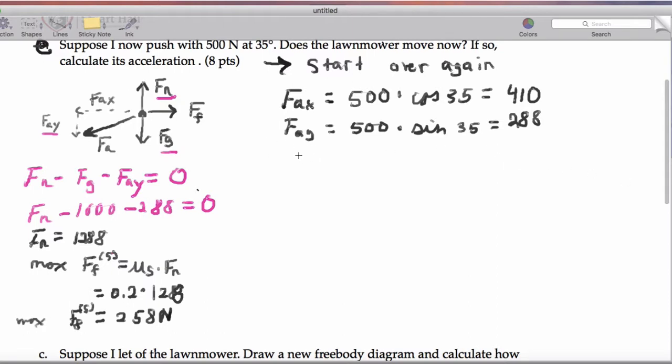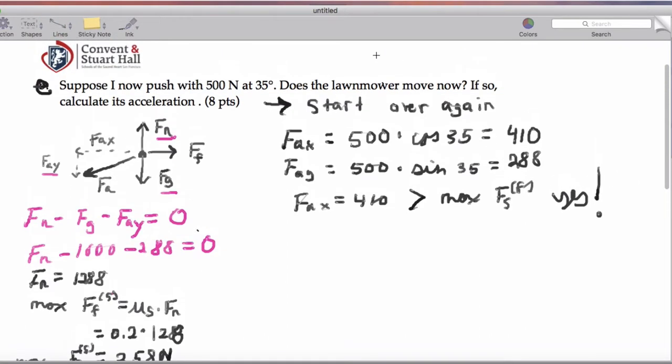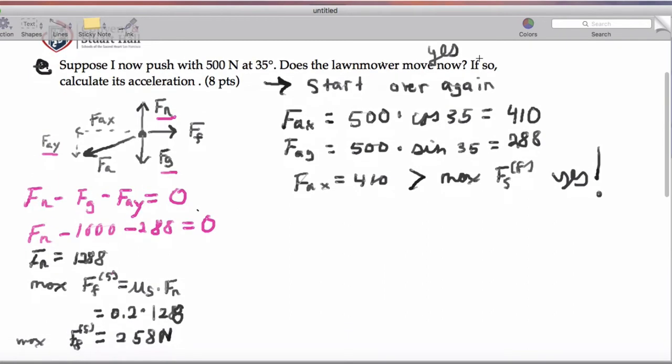So let's compare. FAX is 410, which is greater than the maximum static friction. So yes, we move. So the answer to whether the lawnmower moves is yes. Now we calculate its acceleration. Since we know it's accelerating, we know it's moving, we're going to switch over to kinetic friction. So we're going to have FAX minus the force of kinetic friction equals m times a. Continuing, we have 410 newtons as FAX minus, now we need to get the kinetic friction right here.